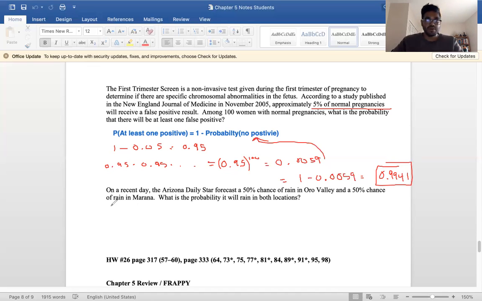Okay. And I want you to think about this one. Are these independent? Are these not independent? Could you just multiply 0.5 and 0.5 together to get 0.25? So think about that, and we can go over that in class.